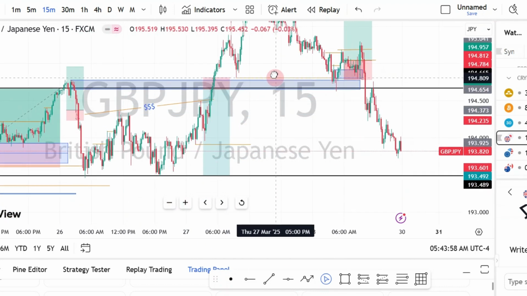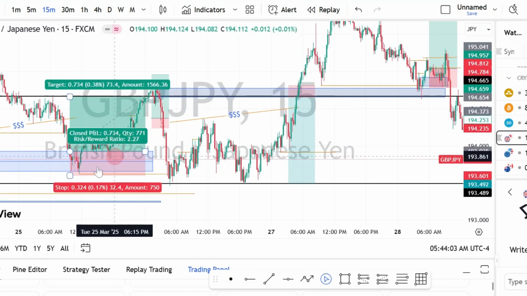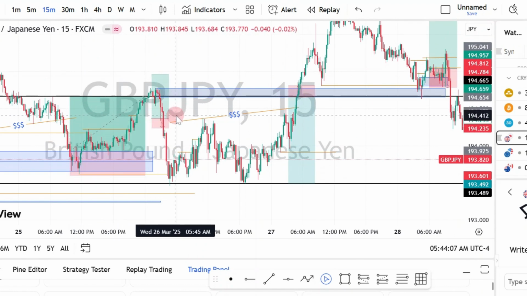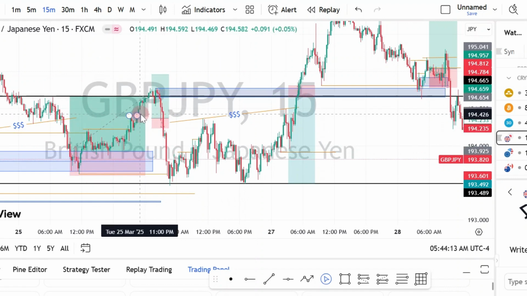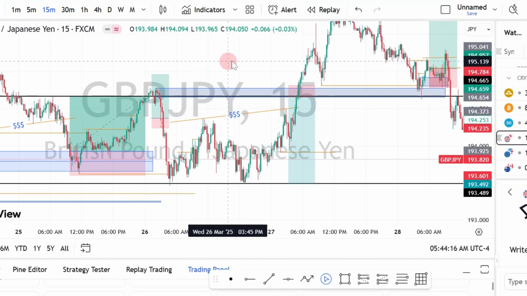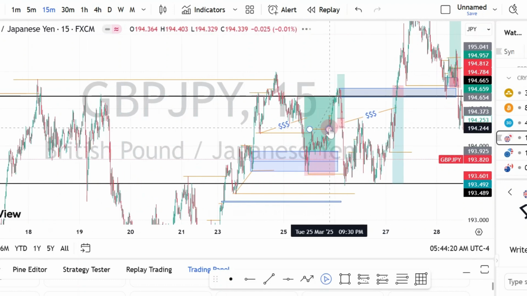Last week, I took just two trades on JPY. I also caught this one, but it actually came back against me. I can see this break of structure here, BOS. It breaks this next. I thought it was about to go up, because normally JPY is in an uptrend; the major trend is an uptrend.